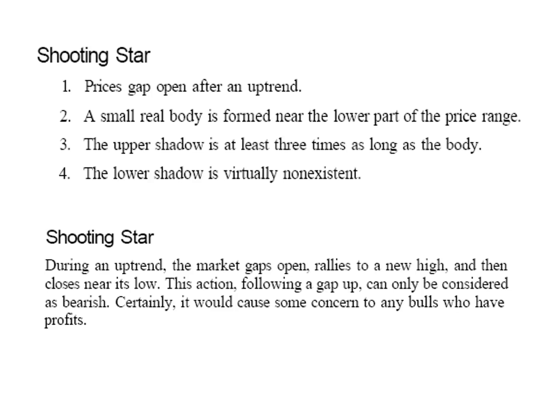So the inverted hammer coming in an uptrend is called a shooting star. During an uptrend, the market gaps open, rallies to a new high, and then closes near its low. This action following a gap up can only be considered bearish. Certainly, it would cause some concern to any bulls who have profits, and that is the reason the shooting star is formed. The people who are in profit will try to book their profits at this stage.